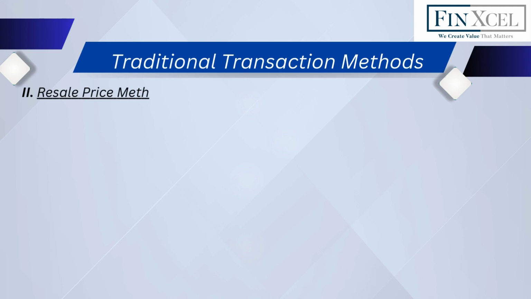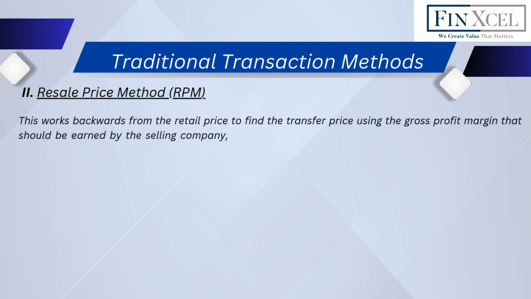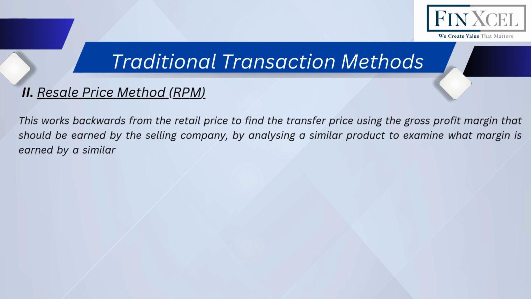Resale Price Method, RPM. This works backwards from the retail price to find the transfer price using the gross profit margin that should be earned by the selling company, by analyzing a similar product to examine what margin is earned by a similar sales competitor.